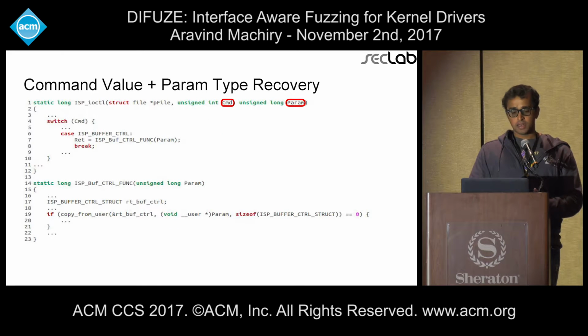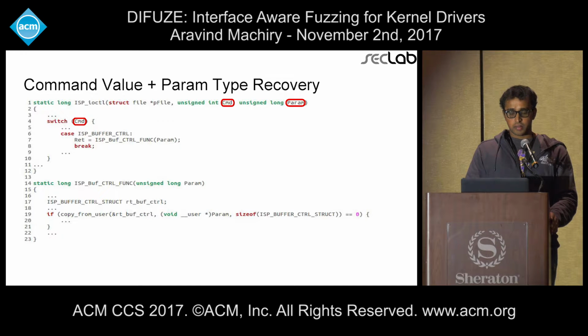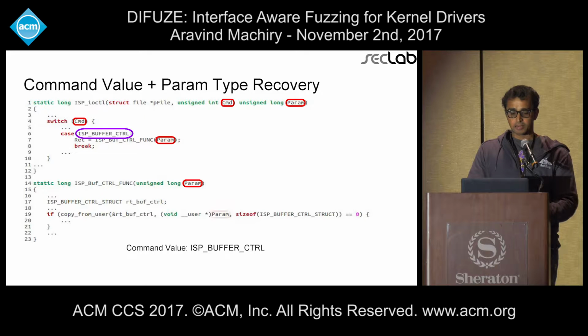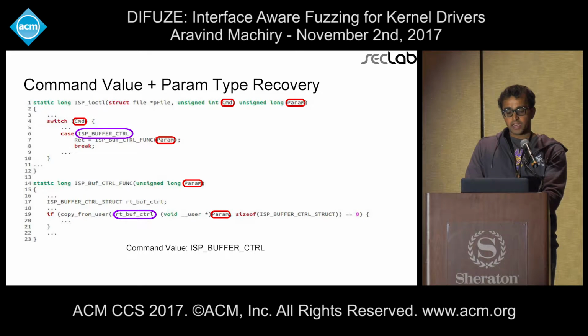To give an example, this is the ISP ioctl. Here the command value is checked against this. So we traverse this basic block and we collect the constraint on command, which is ISP buff control. Since this is interprocedural, we follow the method. Here the ISP buff control function is expecting a param. We track the param, and when we reach the copy_from_user, we need to identify the destination parameter, which is RT buff control. We need to identify that type.